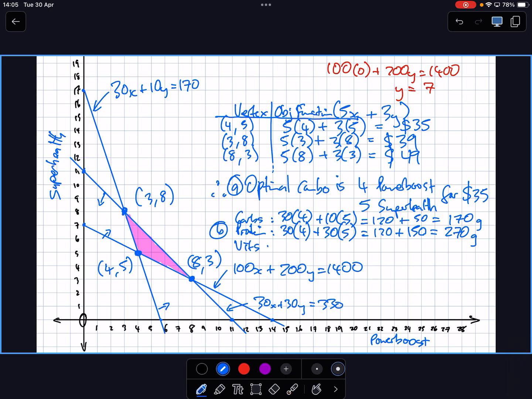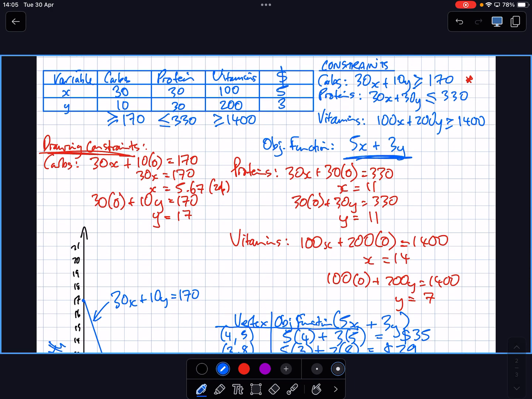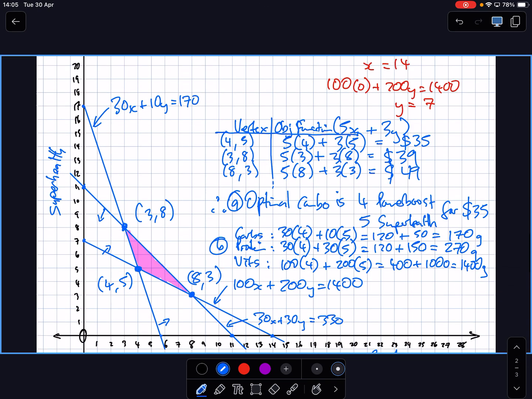So vites, 100 lots of 4. What was it, 200? 200 lots of 5. 400 plus 1,000 equals 1,400 grams. Does that meet the requirement as well? Greater than or equal to 1,400? Whew, so that's what that's about. I'll stop the video.